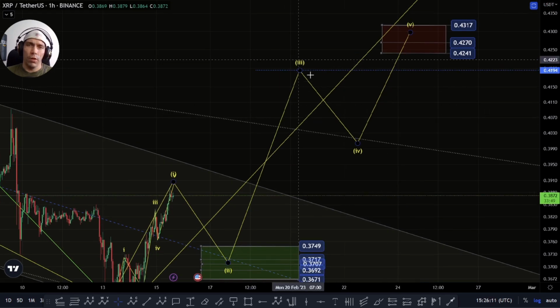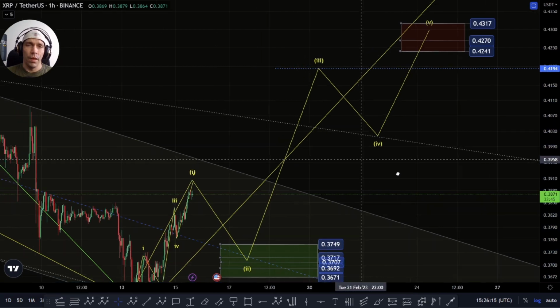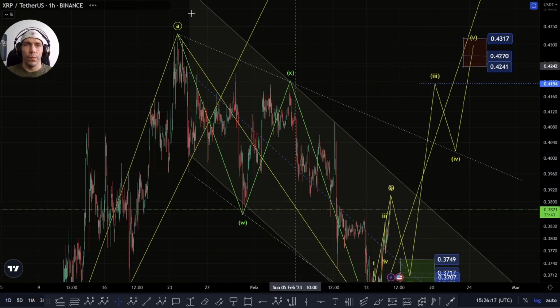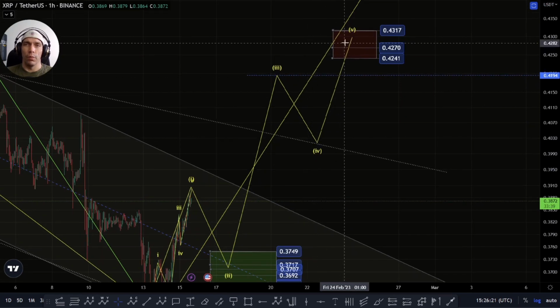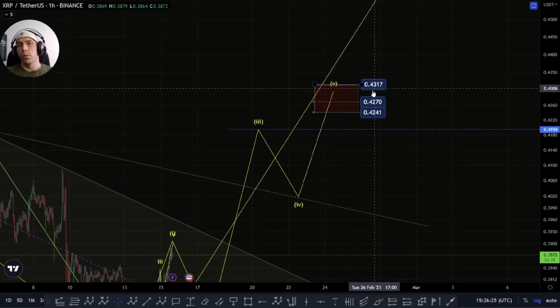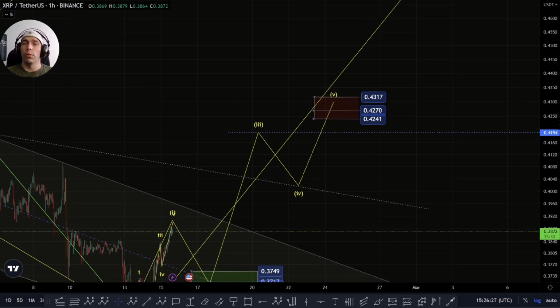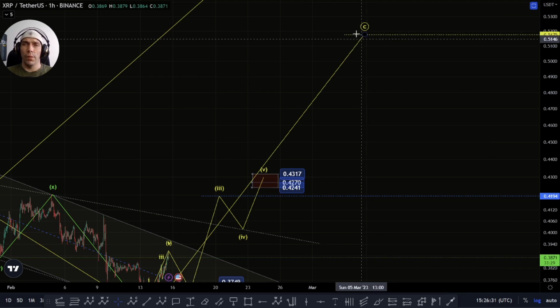Once we reach the zone, we would then be looking to come back down and backtest potentially this trend line here with a fourth, and then push up one more time for this fifth wave. So this would currently only push us up towards this 43.17 to this 42.41. So without further extension, it would be very far away from this C wave here.